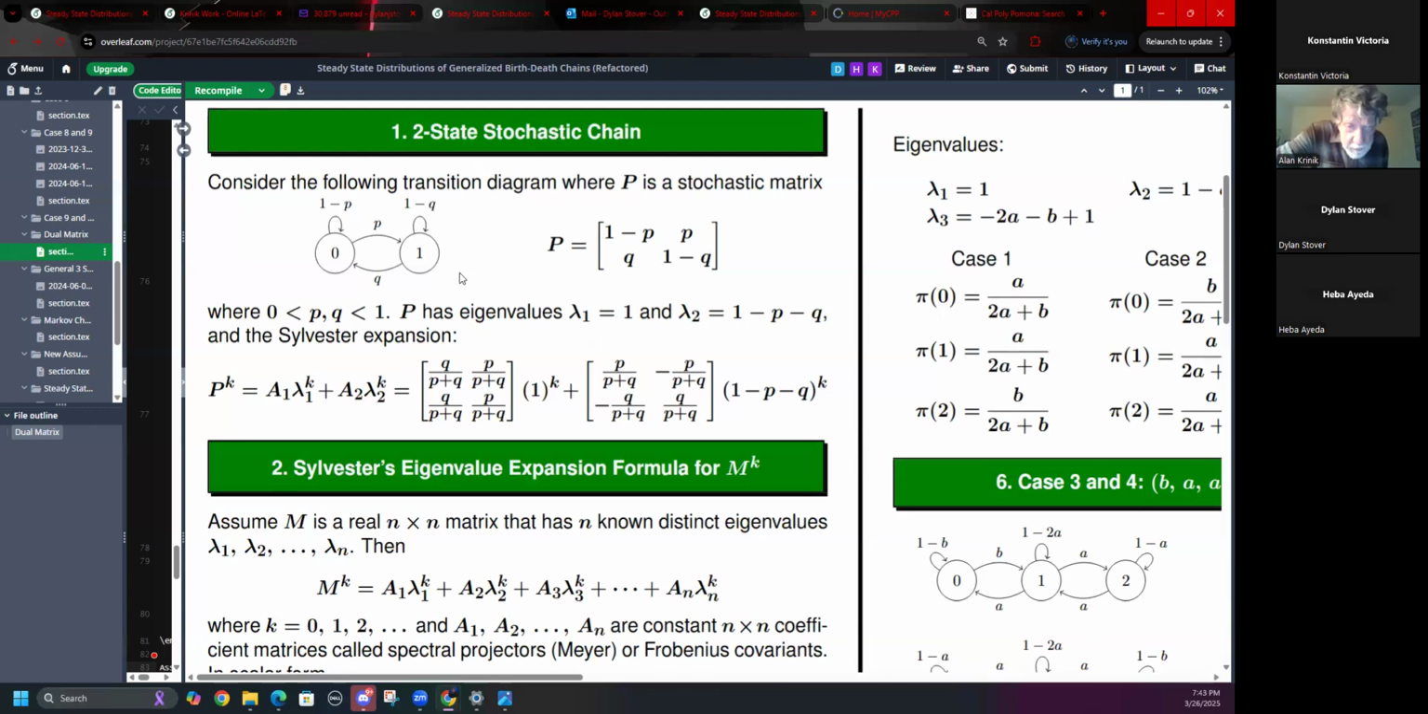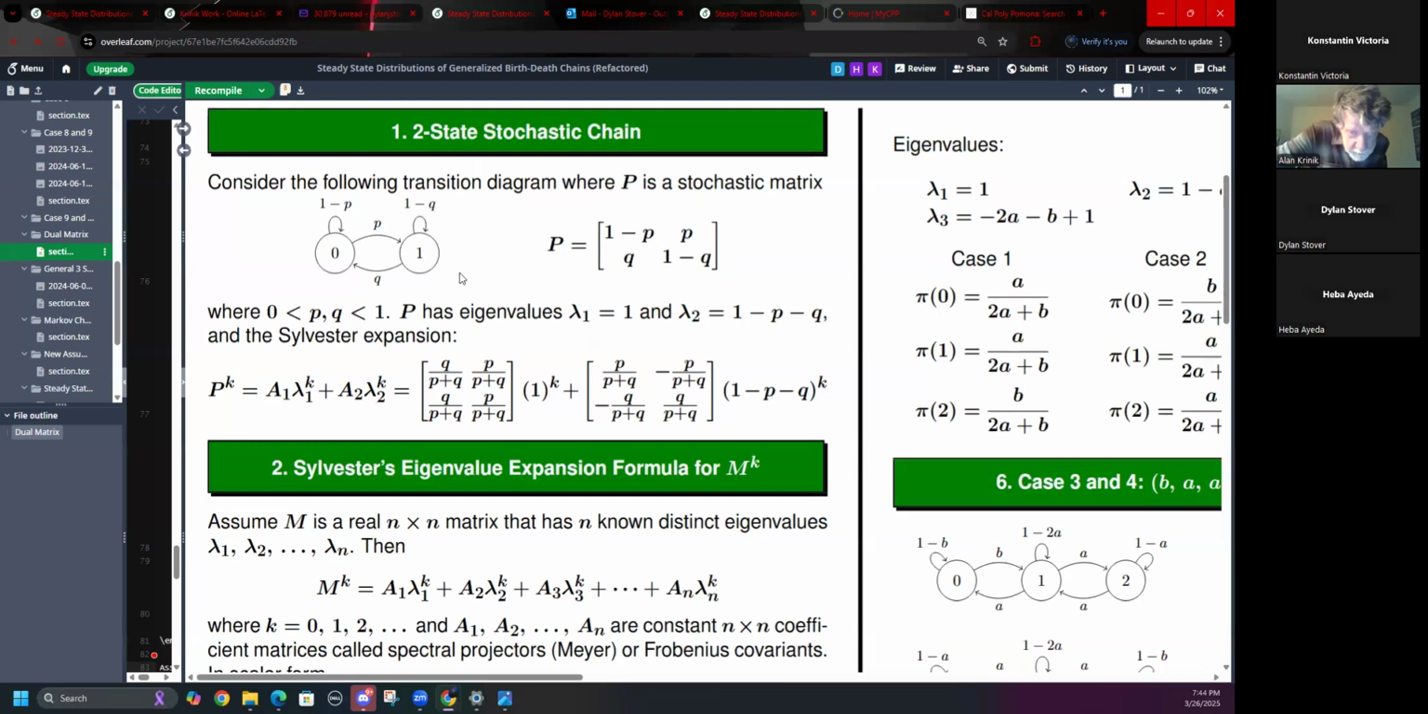Why? Because when you take powers, that counts for you all the paths to go from one state to another in k steps. So P to the k is very useful. Instead of being a one-step transition matrix, it's essentially a k-step transition matrix. And this identity is called the Sylvester eigenvalue expansion. Maybe we want to put the word eigenvalue up here. And in this case, it looks like this.